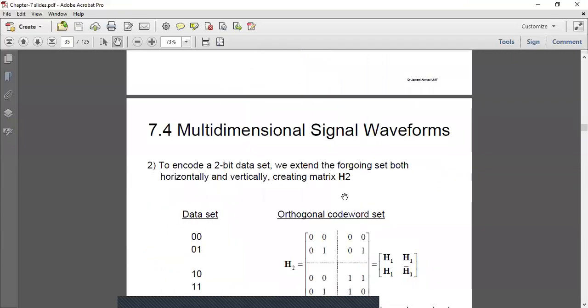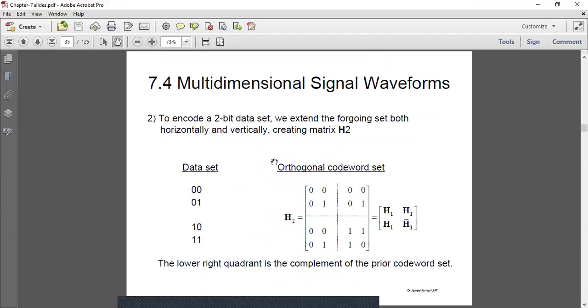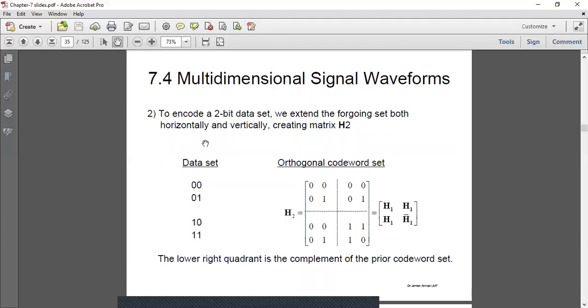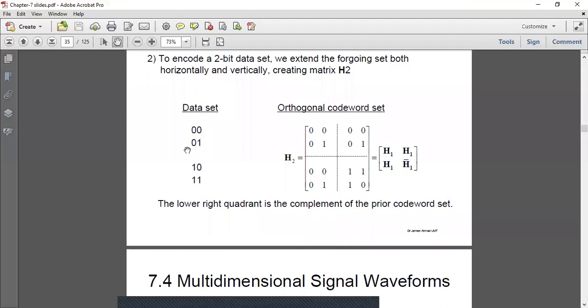So in the previous case, we have a data set consisting only of 1 bit, 0 or 1. To encode a 2-bit data set, we extend the foregoing set both horizontally and vertically, creating the matrix H2. In this case, we want to transmit 0, 0, 0, 1, 1, 0, and 1, 1. So this is our data set. For 0, 0, we have this row, and for 0, 1 we have 0, 1, 0, 1. For 1, 0 we have 0, 0, 1, 1, and for 1, 1 we have 0, 1, 1, 0. How is this generated?